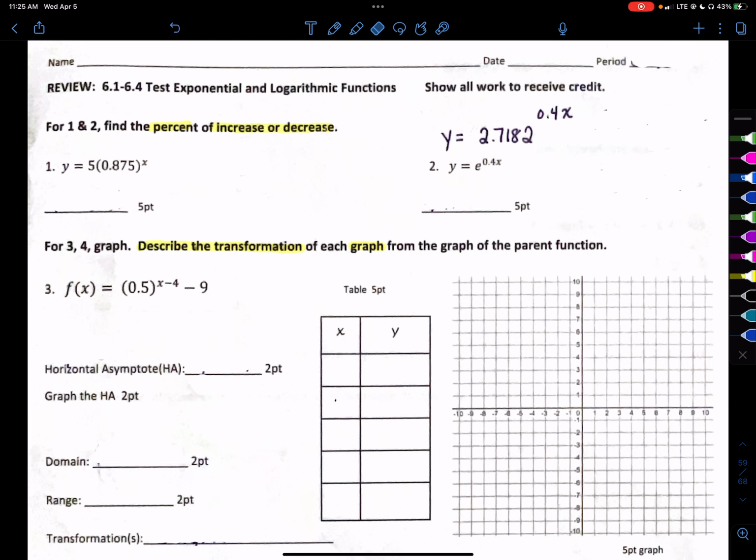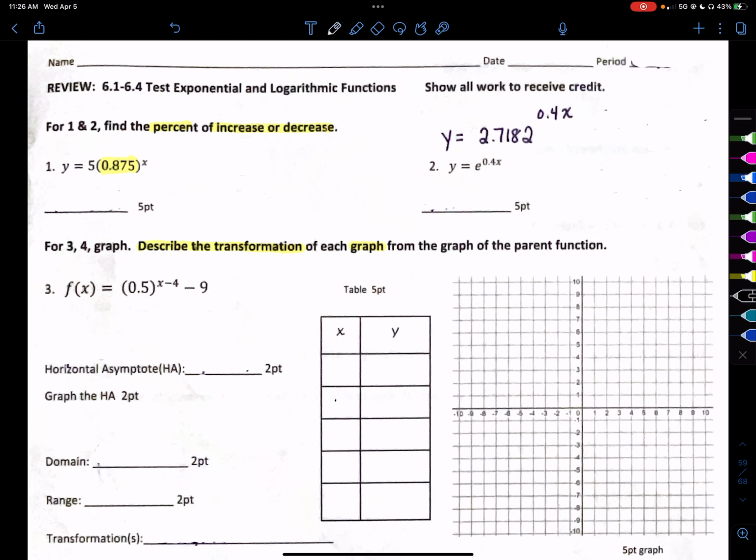All right, so let's talk about number 1 here. For those of you that were here yesterday in class, we got through number 1 through 8. On this one, we are finding the percent of increase or decrease. So I'm going to be looking at the B value first to determine whether it is a growth or a decay. Number 1, the B value is 0.875. It is less than 1, which means it is between 0 and 1, so this one is a decay.